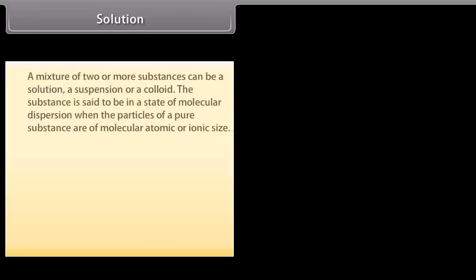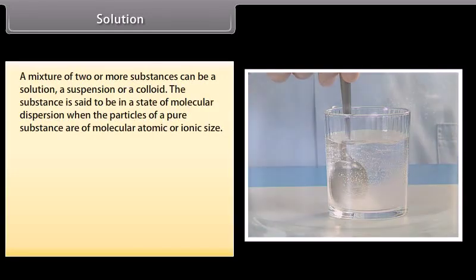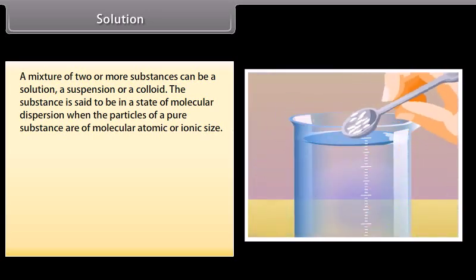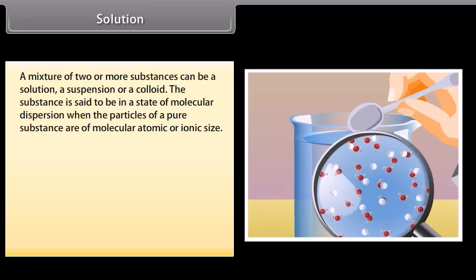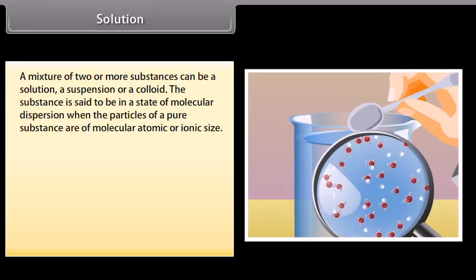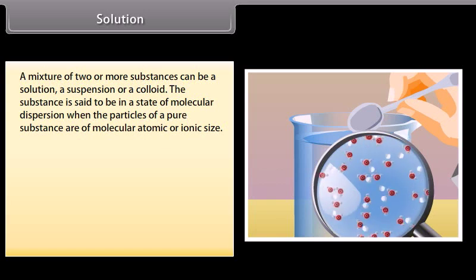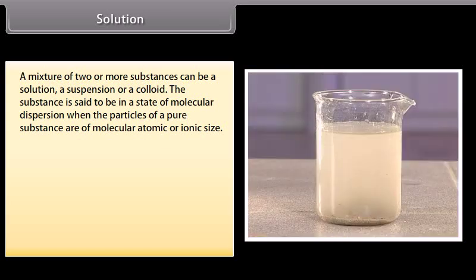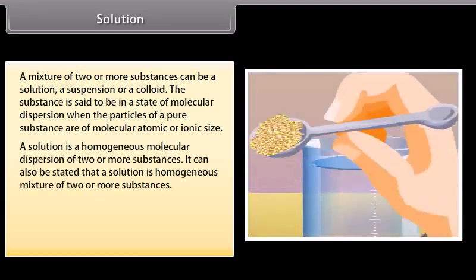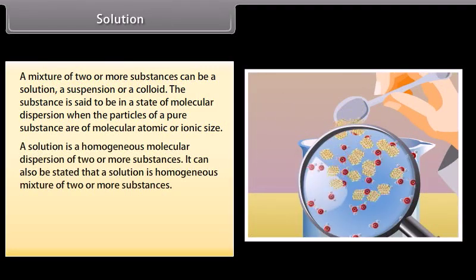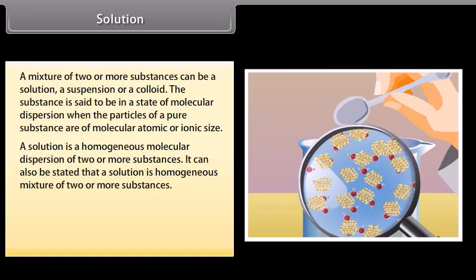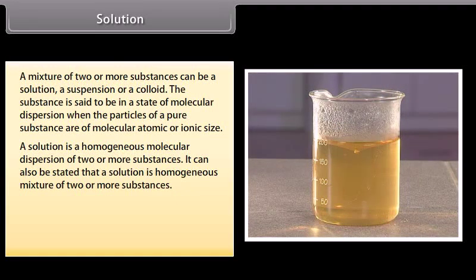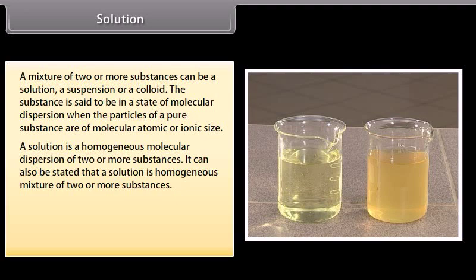Solution. A mixture of 2 or more substances can be a solution, a suspension, or a colloid. The substance is said to be in a state of molecular dispersion when the particles of a pure substance are of molecular, atomic or ionic size. A solution is a homogeneous molecular dispersion of 2 or more substances. It can also be stated that a solution is a homogeneous mixture of 2 or more substances.